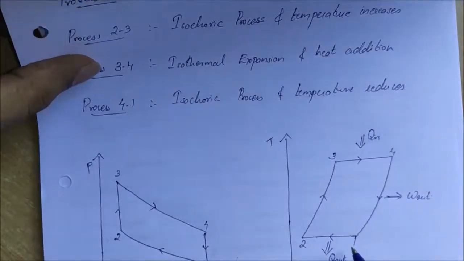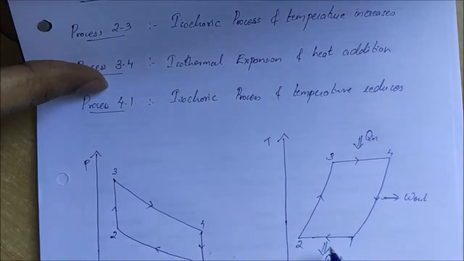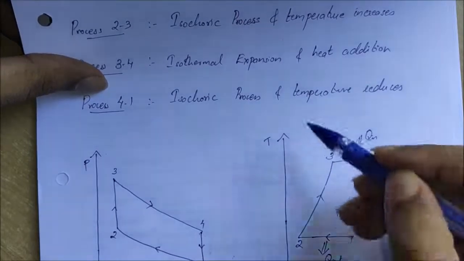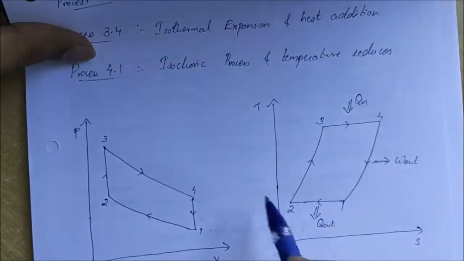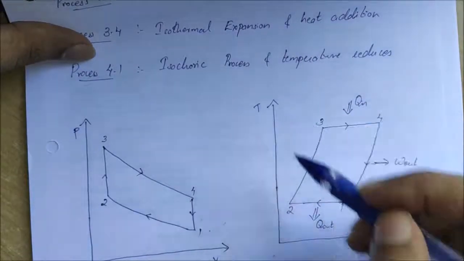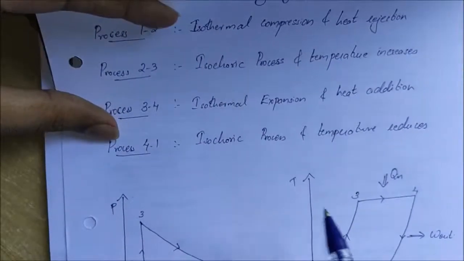Coming on to the TS diagram, process 1 to 2 is an isothermal process, so it will basically be a straight line perpendicular to the temperature axis. So it's a line perpendicular to the temperature axis. So process 1 to 2 is an isothermal process.